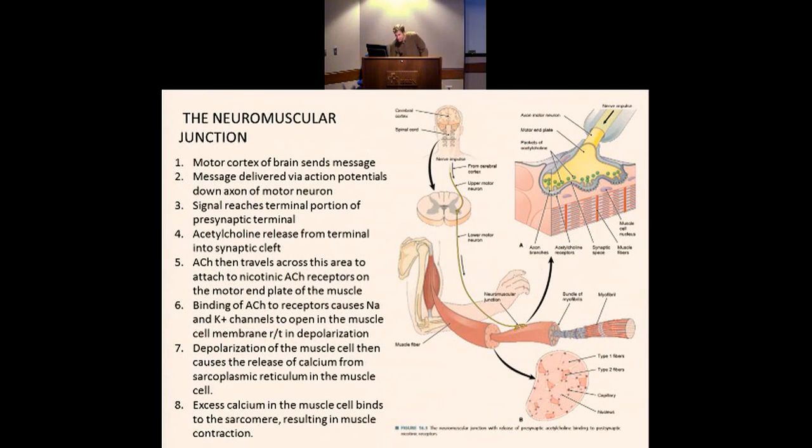These are just a bunch of words that don't really affect too much here. This is talking about the neuromuscular junction, which I kind of glossed over earlier. It's basically how your brain sends a message for your body to move. Your brain sends a message delivered via action potentials, or electrical activity, down your axon. It reaches the terminal portion, the presynaptic terminal, like that dendrite I talked about.